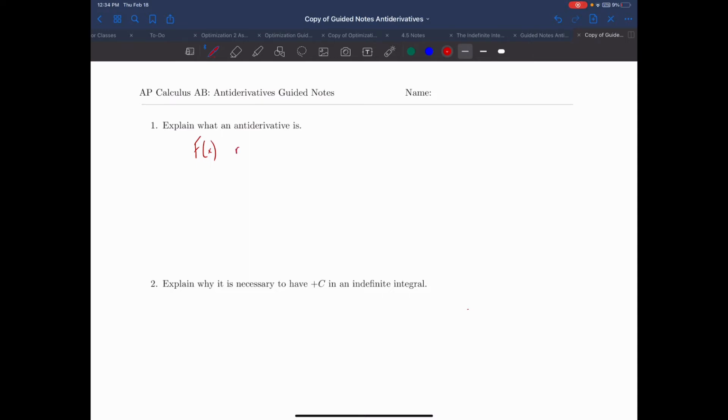So this represents an antiderivative. And usually you'll see big F of x. You'll see this in theorems, like the fundamental theorem of calculus. They'll use big F of x. So if that's the antiderivative, and we have f prime of x, if we take the derivative of an antiderivative, we will get the original function. So these are inverses.